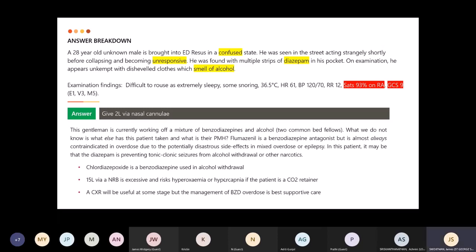Chlordiazepoxide, none of you chose. Good. It's a benzodiazepine. Probably shouldn't be giving any more to this guy. But when he wakes up from his alcohol-induced sleep, he might need some Pabrinex and some chlordiazepoxide.